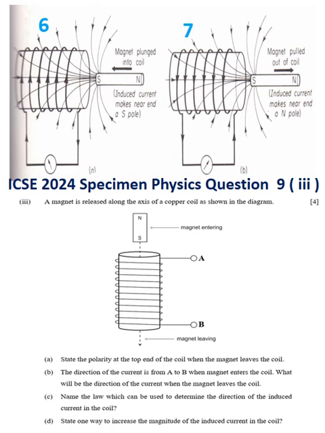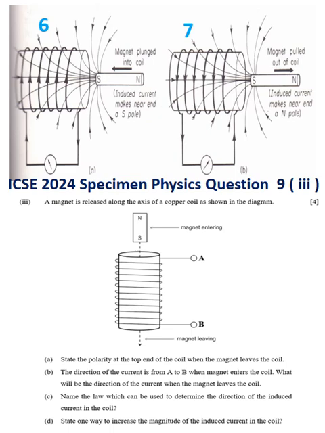Diagram 6. When the south pole end of a bar magnet is plunged into a solenoid, by Lenz's law, the nearer end of the coil will become a south pole and current will flow in the clockwise direction. Diagram 7. When the south pole end of a bar magnet is moved away from the solenoid, by Lenz's law, the nearer end of the coil will develop north pole and current will flow in the anti-clockwise direction.